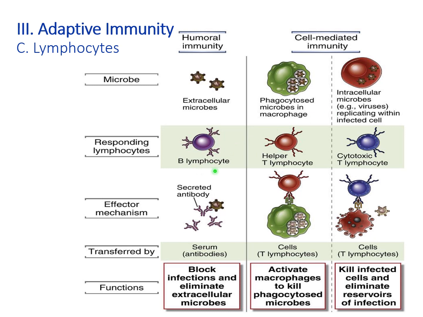The B lymphocytes will be mediating your humoral immunity. They will be secreting antibodies. While in your cell-mediated immunity, you have your helper T cells and your cytotoxic T cells. Your helper T cells will activate macrophages. Your cytotoxic T cells will kill infected cells and eliminate reservoirs of infection. Now, your antibodies will also block infections and eliminate extracellular microbes. We will see the details of this.